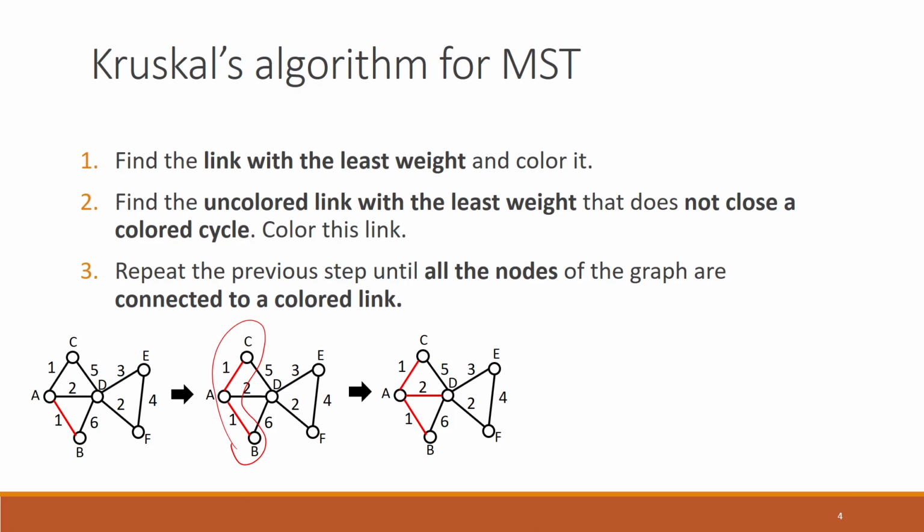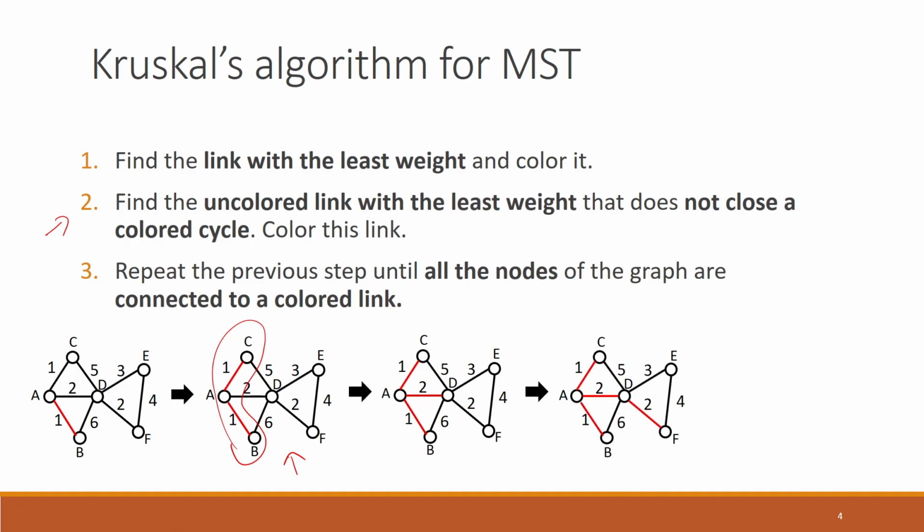And then we repeat this previous step until all the nodes of the graph are connected to a colored link, okay. So we want to now repeat this second step. Let us see, among all the links that are colored black in this figure, which link has the least weight? Link AD and link DF have the least weight, and whichever link, AD or DF, you select, if you color it, then we will not be getting a red colored cycle, okay. So any one of these can be selected. Without loss of generality, suppose you have selected link AD, okay.